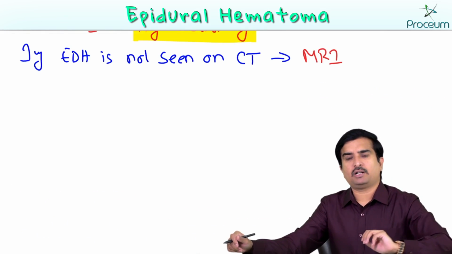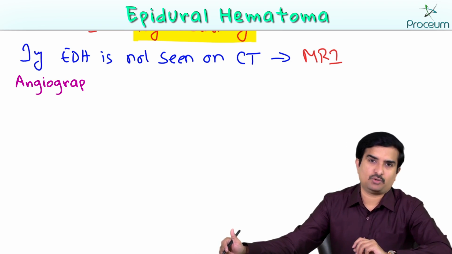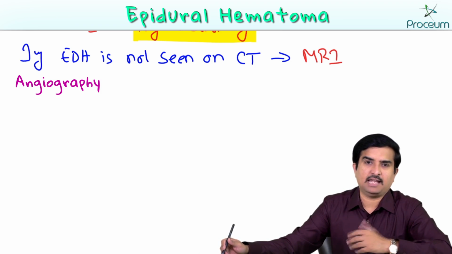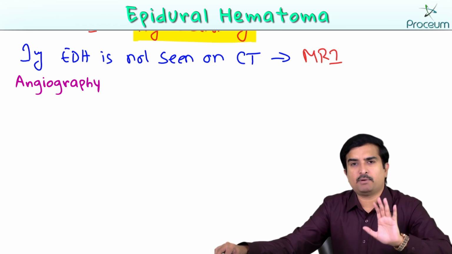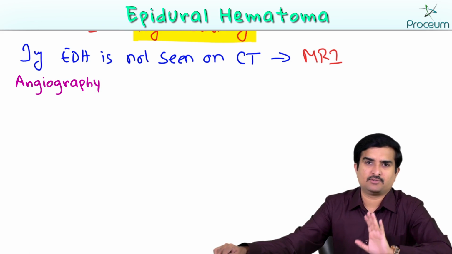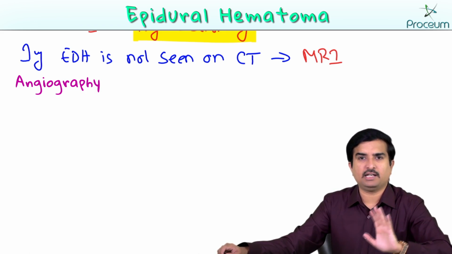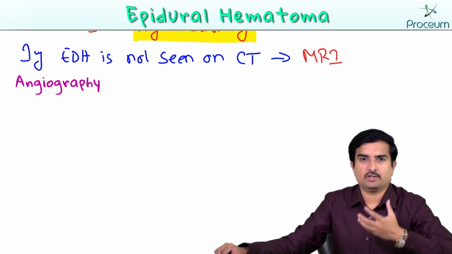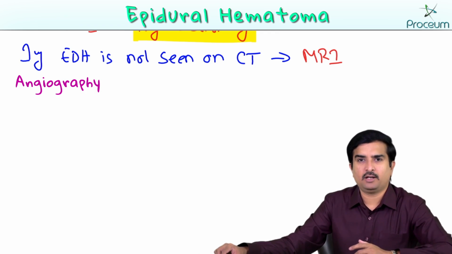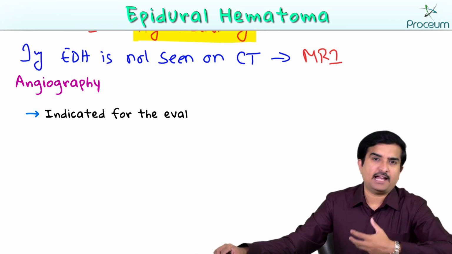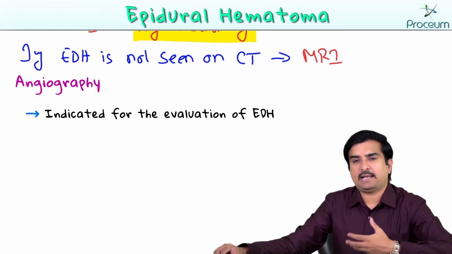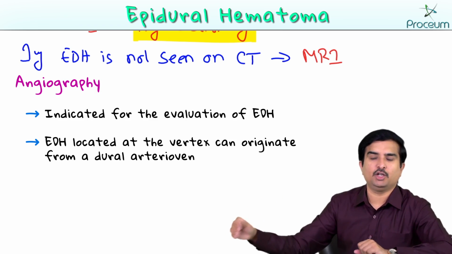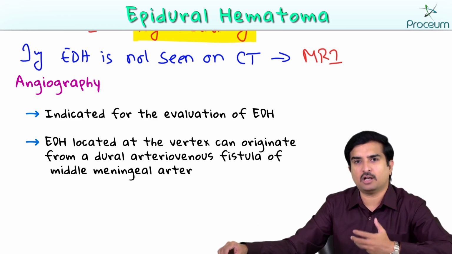Now, another important diagnostic modality we have is angiography. I don't want to write about this point here, but let's discuss angiography. Angiography is only performed under unusual conditions. Remember guys, it is not performed routinely as a protocol, only under unusual circumstances. We often call it cerebral angiography, and it is mainly indicated for the evaluation of EDH. For example, if the EDH is located at the vertex, it can originate from a dural arteriovenous fistula of the middle meningeal artery.